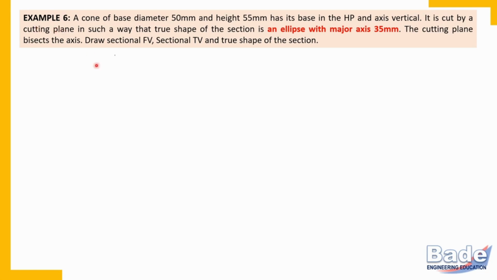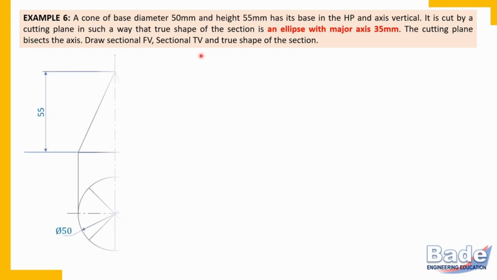Now let's read this example. A cone of base diameter 50 and height 55 millimeter has its base in HP and axis vertical. So obvious position. It is cut by a cutting plane in such a way that true shape of the section is an ellipse with major axis 35 millimeters. Draw sectional front view, sectional top view, and true shape of the section. So draw position of the solid.